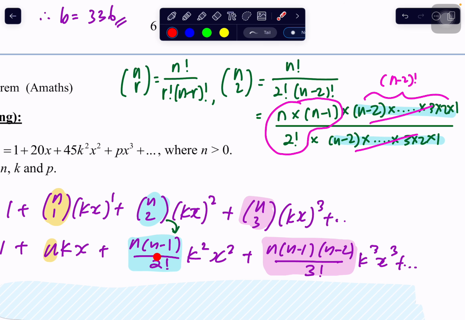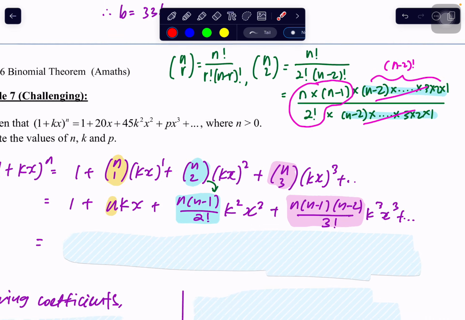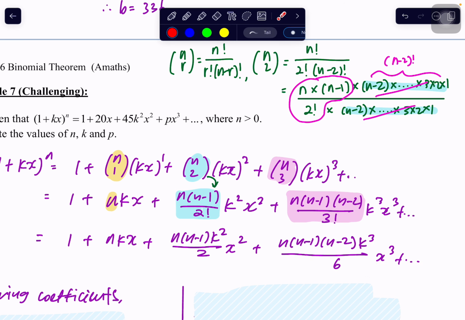I'm going to do the same for n choose 3. You can work it out yourself. You should be able to get this. Simplifying, I'm just going to combine the k squared, the k, and the k cubed terms together with the numerator, and then work out the 3 factorial and 2 factorial values, which are 6 and 2 respectively.